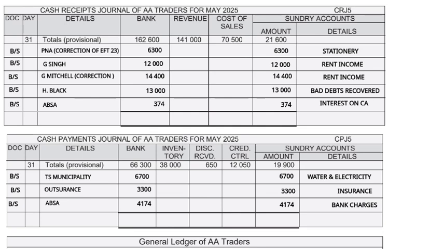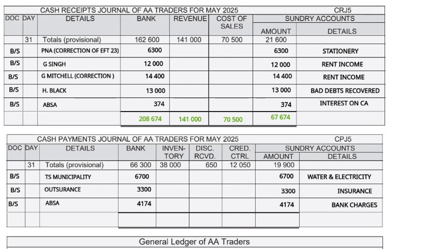Now we have finally completed all the last few transactions for our cash receipts journal. So let's add up our new totals. So bank is now 208,674. Sales is 141,000. Cost of sales is 70,500. And my sundry amounts account is 67,674. We've also completed all our additional cash payment journal transactions.